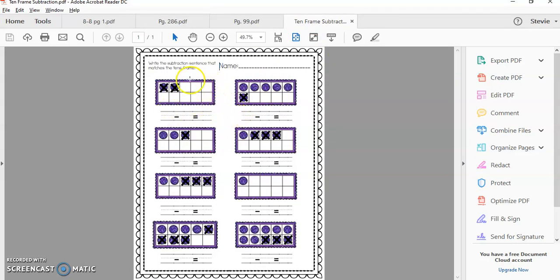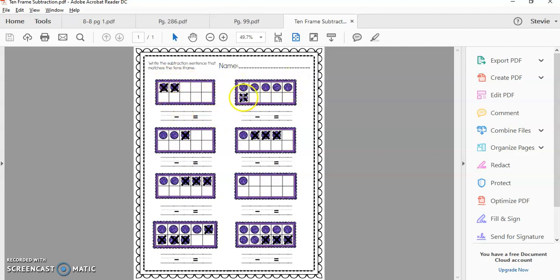Same thing. So you're writing the whole number sentence. So these are a little bit more tricky. You have to tell me how many you started with. Here, did you start with 10? No way, because the whole 10 frame isn't filled up. We only started with 2. So we would say 2, take away, how many did we take away? 2 equals how many left over? There is 0 left over.